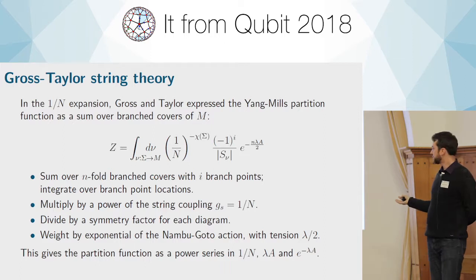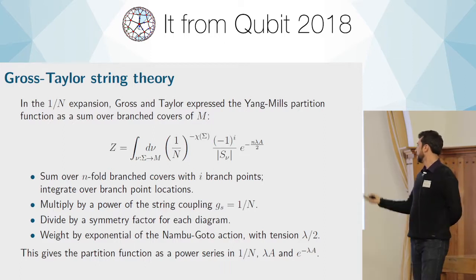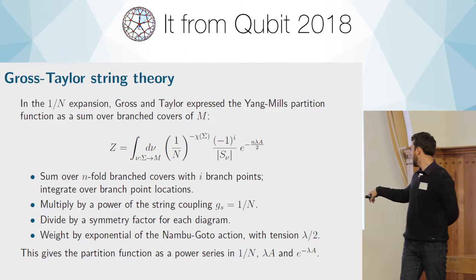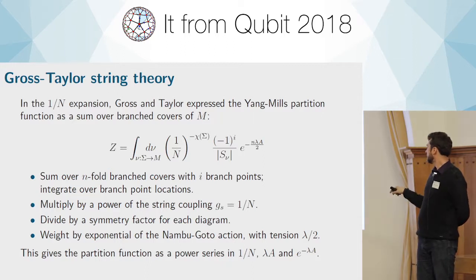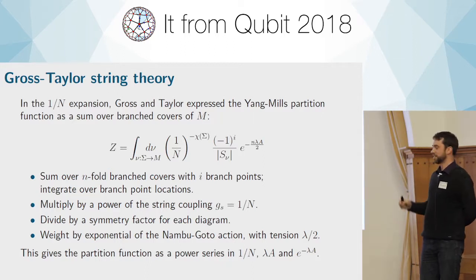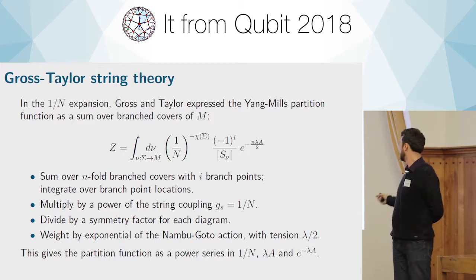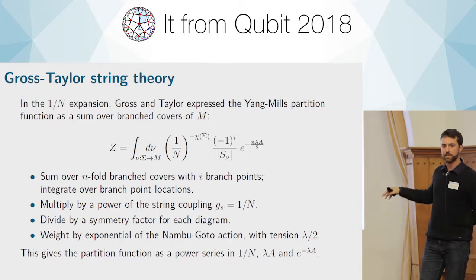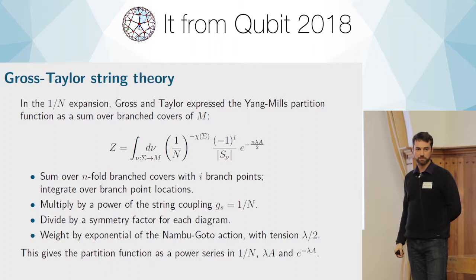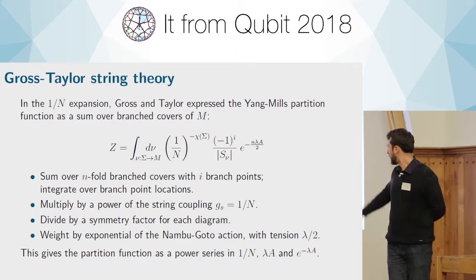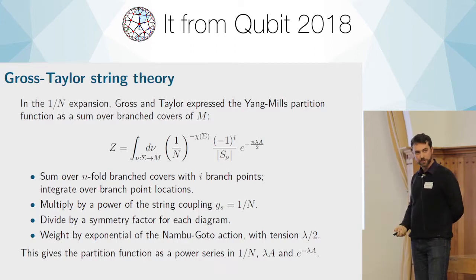And this gives us our partition function as a power series in 1 over N, in lambda a, and in e to the minus lambda a. So it's including effects that are non-perturbative in the strong coupling expansion, but not in the 1 over N expansion.